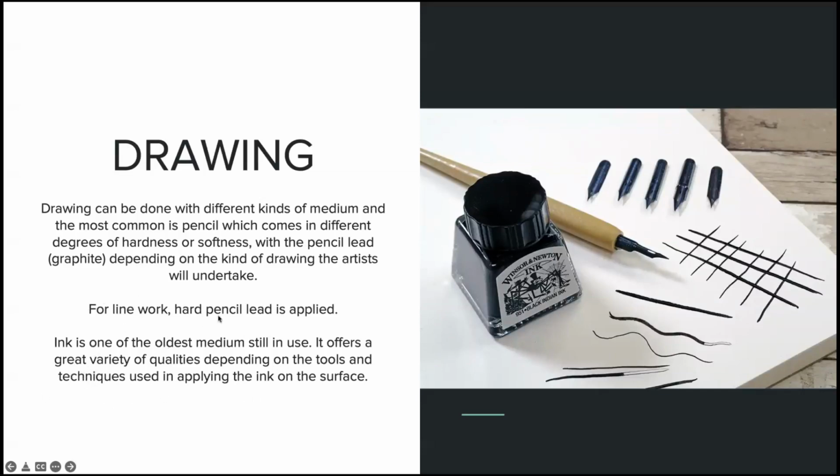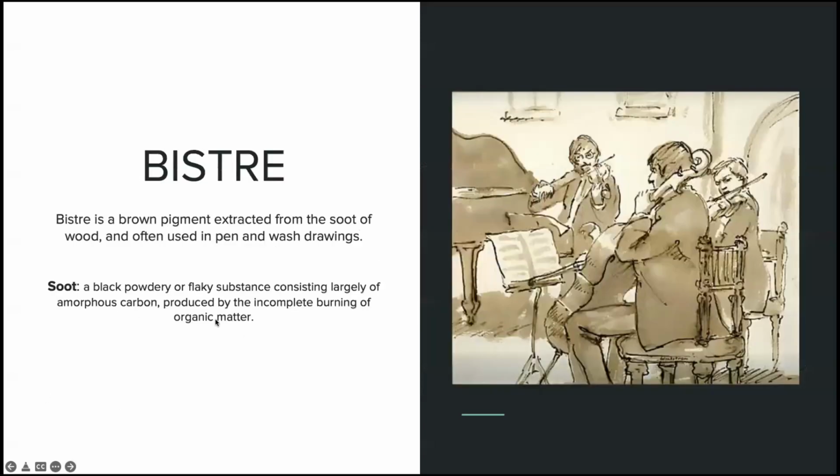Okay, so next, this one is another type of medium of visual arts. Bistre is a brown pigment, as you can see here, extracted from the soot of wood and often used in pen and wash drawing. So what is this soot? Soot is a black powdery or flaky substance consisting largely of amorphous carbon produced by the incomplete burning of organic matter.